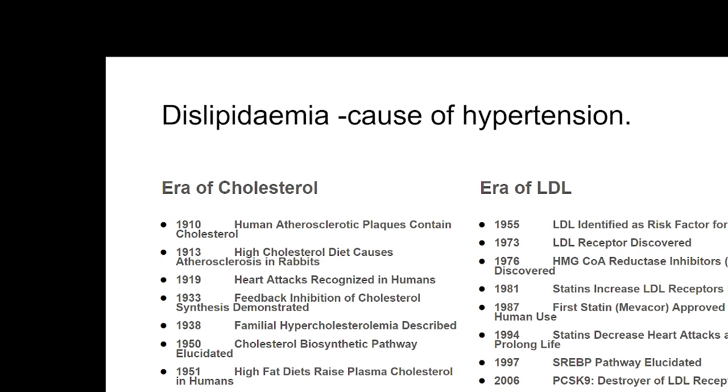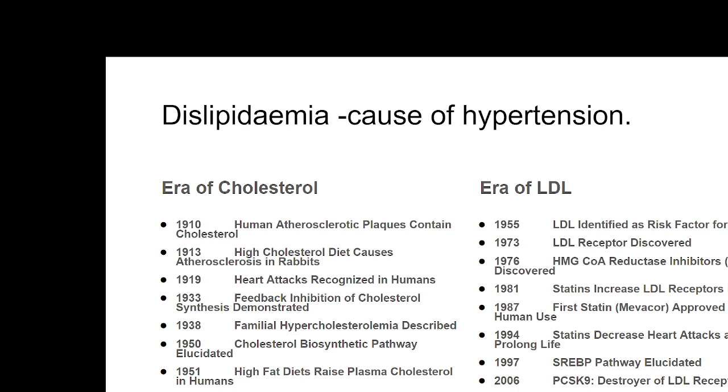In 1910, the atherosclerotic plaques which contain cholesterol were identified, and cholesterol was considered to be responsible for that. High cholesterol causing atherosclerosis in rabbits was discovered in 1930, and heart attacks were identified to be related to the cholesterol level in 1919. So the knowledge that hyperlipid conditions result in cardiac pathologies in human beings has come up only after 1919.